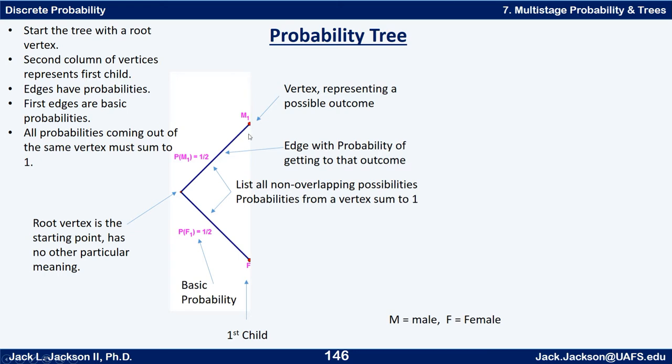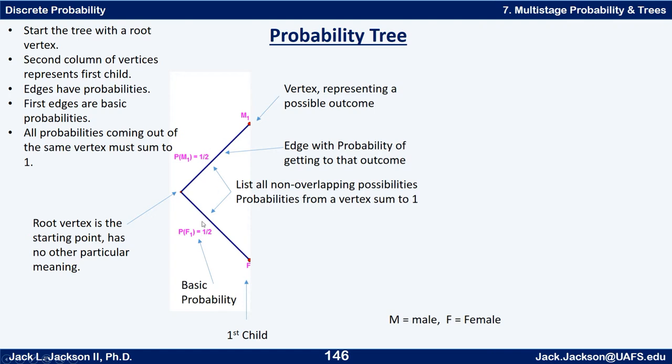A male for the first child, female first child. And the edges going from there are the probabilities. So this is the probability we get a male the first time, which is 1/2, and the probability we get a female the first time, which is also 1/2. On the first set of edges here, these are basic probabilities.